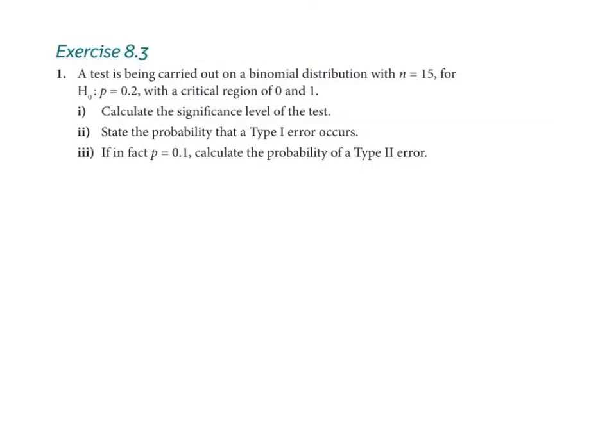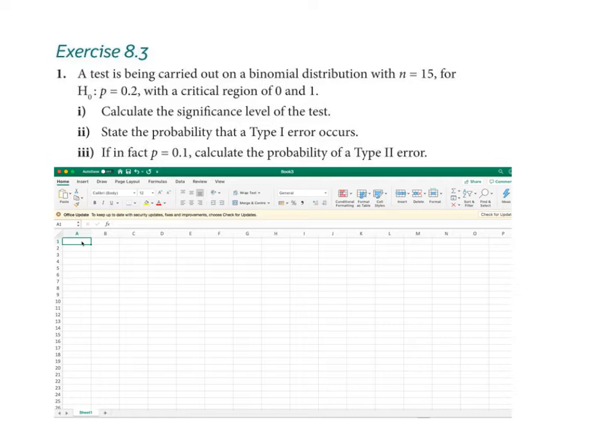Please pause the movie and read this question. I created an Excel simulation to see how this distribution looked, a binomial distribution. So X is binomially distributed with n = 15 and probability of success 0.2. This is under H0. So under H0, I want to see the shape of the distribution. So here is my simulation.